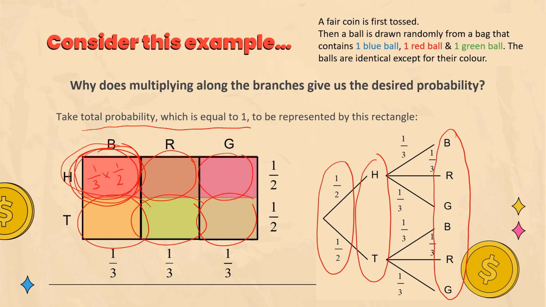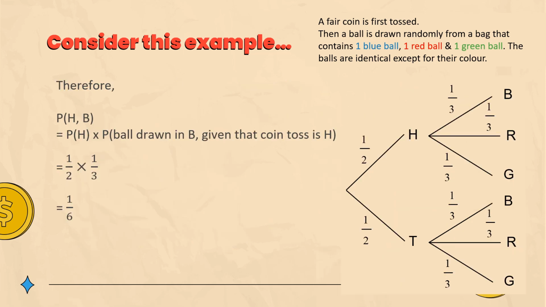Okay, and I hope that this helps you to understand why multiplying along the branches gives us the desired probability. So we have seen that to find out the probability of a certain outcome, in our earlier case the outcome of heads blue, we can just simply multiply the probability found along the branches, which in this case is half times 1/3. Now there is a name for this probability. Firstly, this half, we just simply call it the probability of achieving the heads, and that is equals to half.